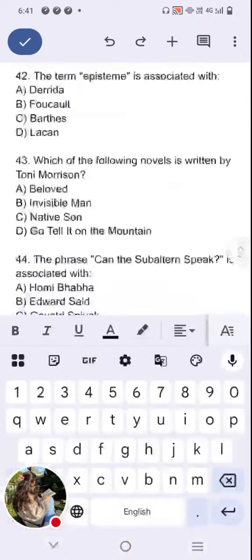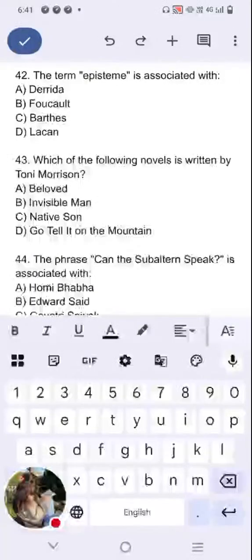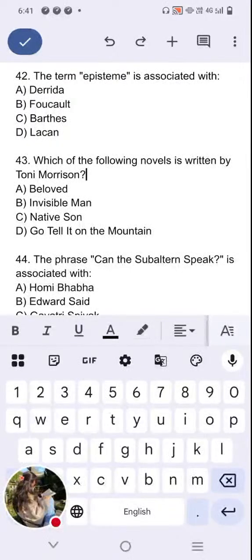Next question. The term episteme is associated with who among the following? Option A, Derrida. Option B, Foucault. Option C, Barthes. Option D, Lacan. Who coined the term episteme? Do tell me in the comment section. You can take a guess even if you don't know the right answer. If you're not sure, that's completely fine. You can take a wild guess.